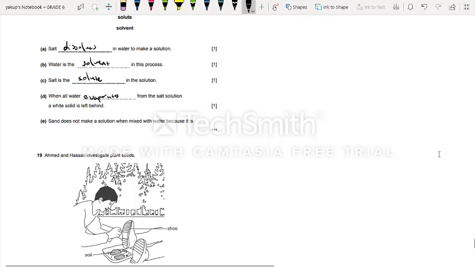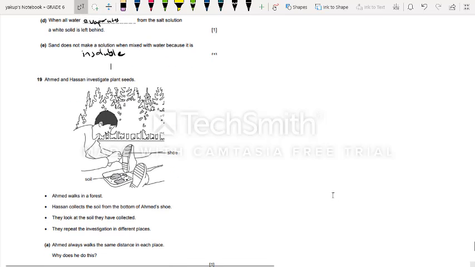Sand doesn't make a solution when mixed with water because it is insoluble, guys. Because sand doesn't dissolve in water. Okay, the last question, guys.